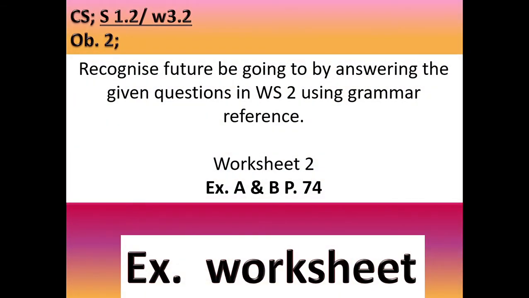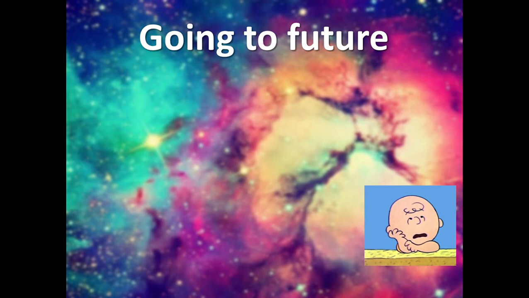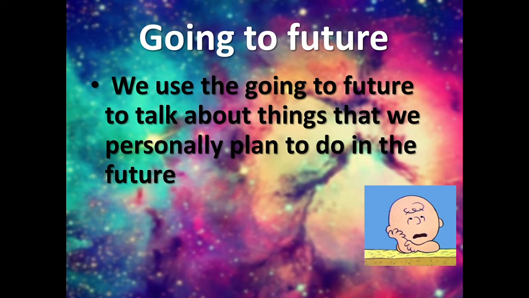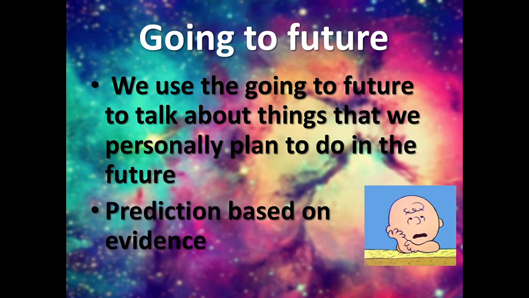Let's move to the second objective, to recognize future be going to by answering the given question in worksheet 2 using grammar reference. Going to future. We use going to future to talk about things that we personally plan to do in the future. So it's for plan or intention, and prediction based on evidence. So we use verb to be plus going to plus infinitive.